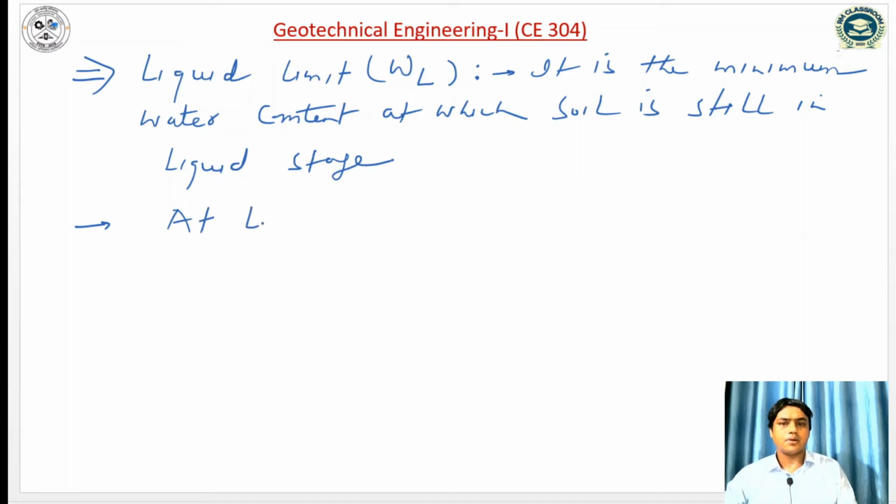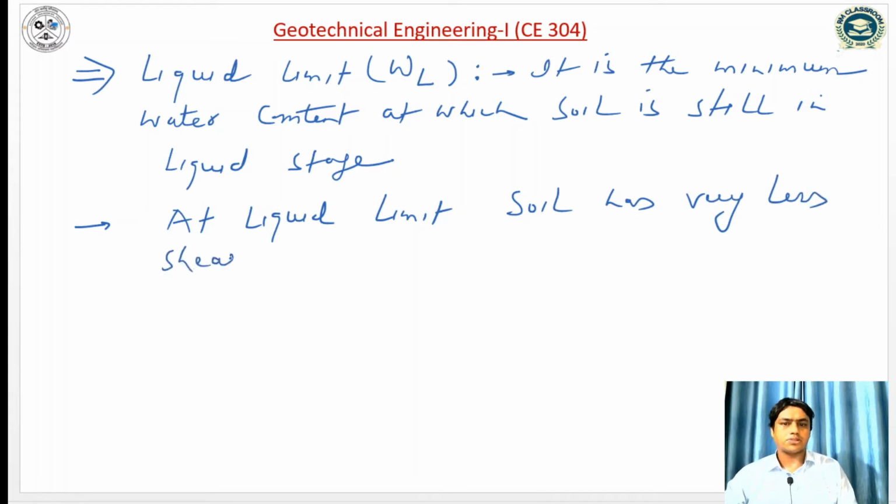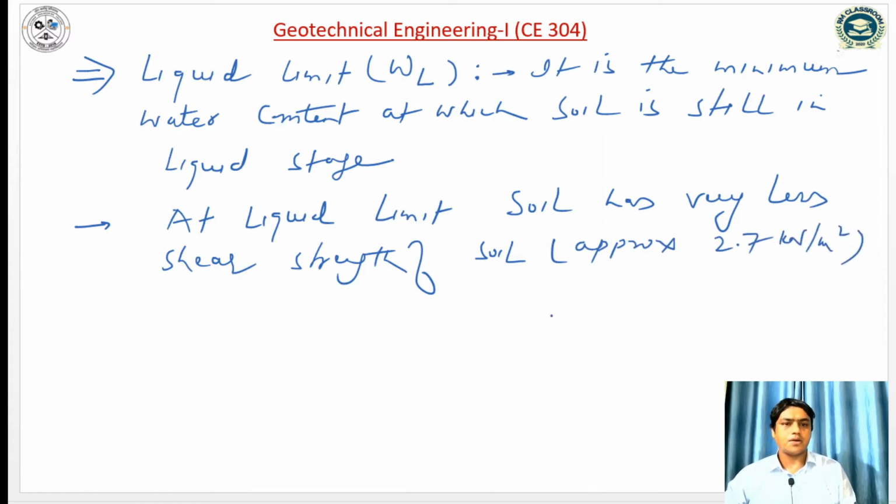At liquid limit, soil has very less shear strength, approximately 2.7 kilonewton per meter square, which is negligible.